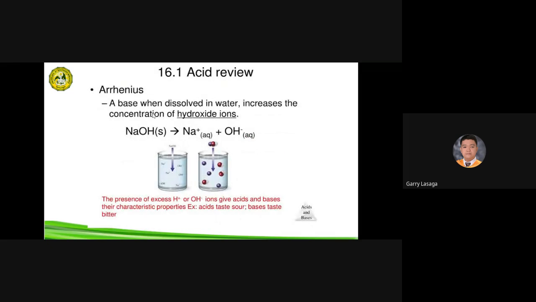For the base, when you put more sodium hydroxide in water, since sodium hydroxide dissociates into sodium and hydroxide ion, it will also produce more hydroxide ion in the solution. So the presence of excess H plus or OH minus ions gives acids and bases their characteristic properties. Acids have a sour taste, while bases have a bitter taste because of this property.